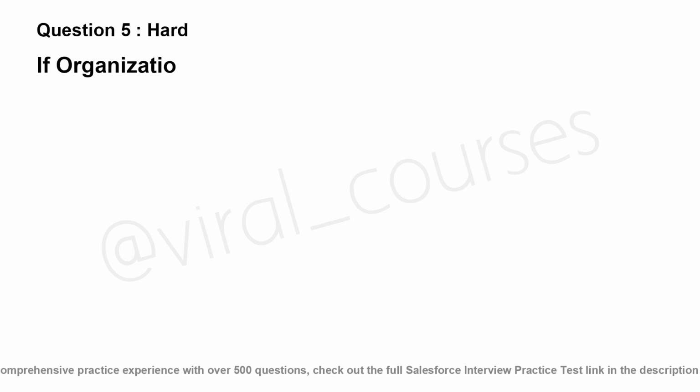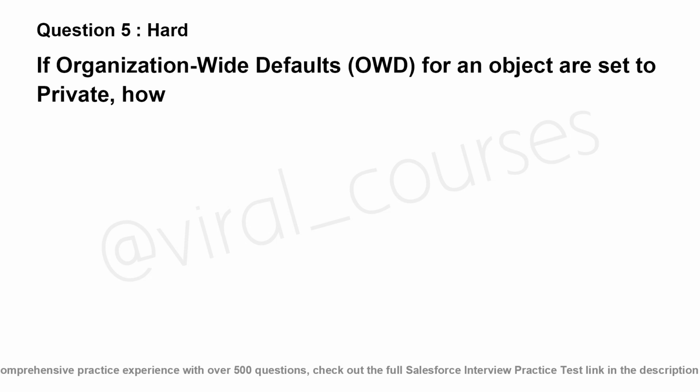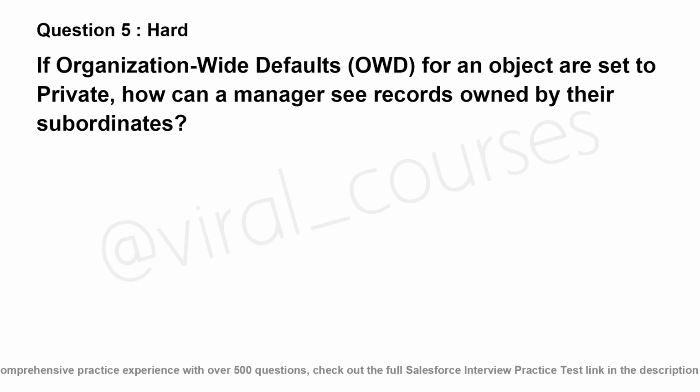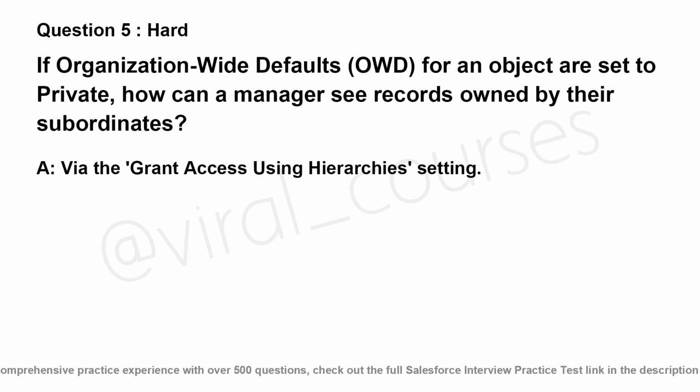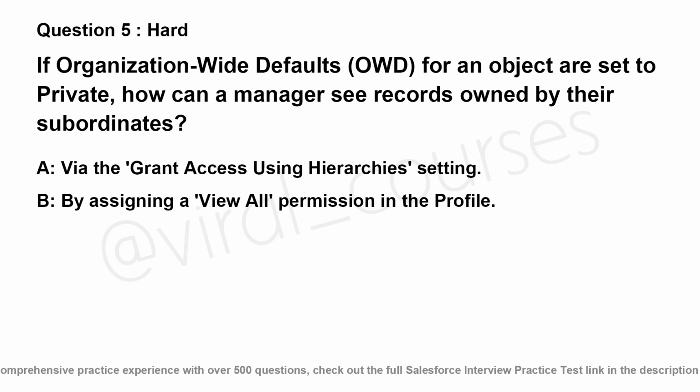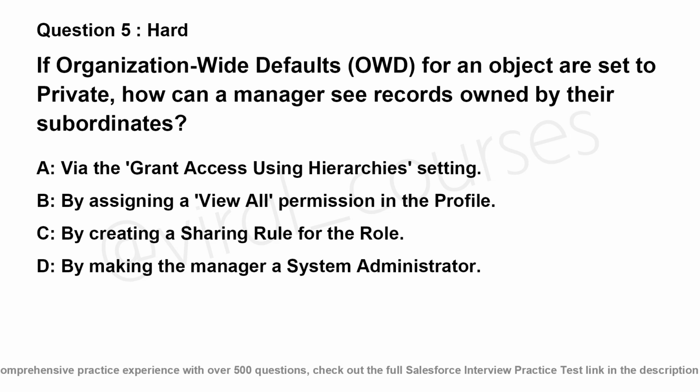If organization-wide defaults (OWD) for an object are set to private, how can a manager see records owned by their subordinates? Option A. Via the grant access using hierarchies setting. Option B. By assigning a View All permission in the profile. Option C. By creating a sharing rule for the role. Option D. By making the manager a system administrator.